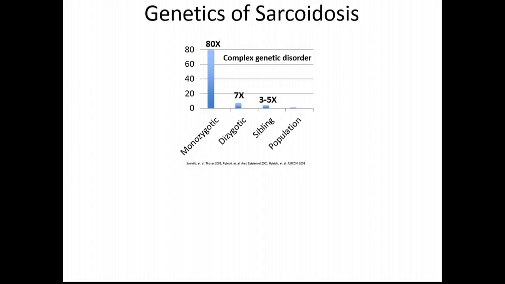These are the genetics of sarcoidosis. It's 80 times more common, in terms of the odds of getting it, for the other twin to get it if a monozygotic twin has sarcoidosis; 7 times more common if it's a dizygotic twin, and 3 to 5 times if it's a sibling. This is very similar to the kinds of twin maps we would see in multiple sclerosis or in rheumatoid arthritis or any complex genetic disorder of autoimmunity.